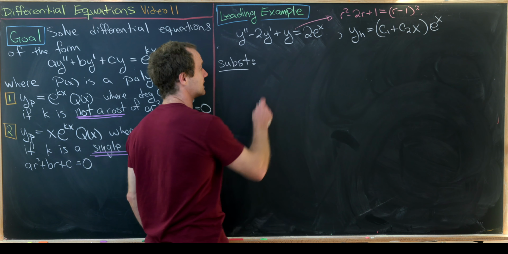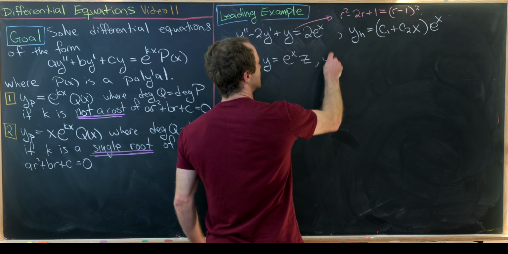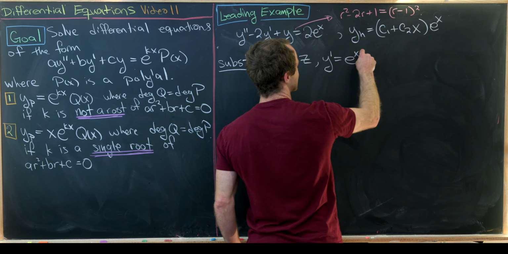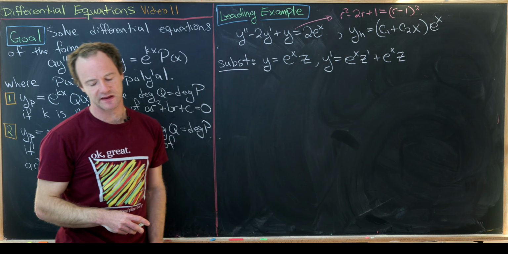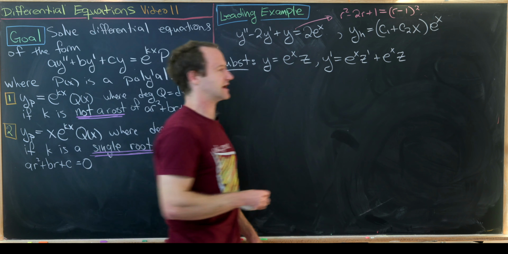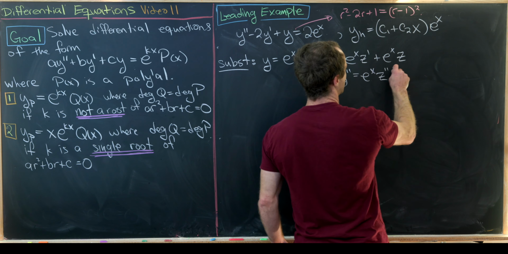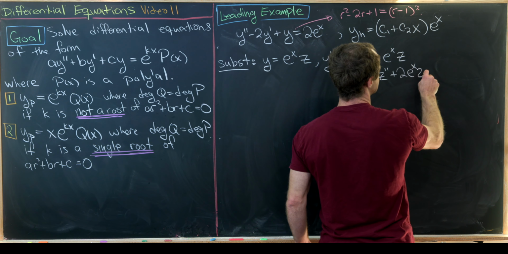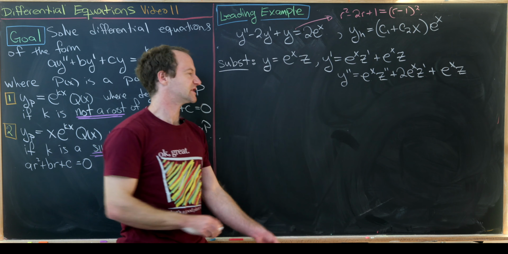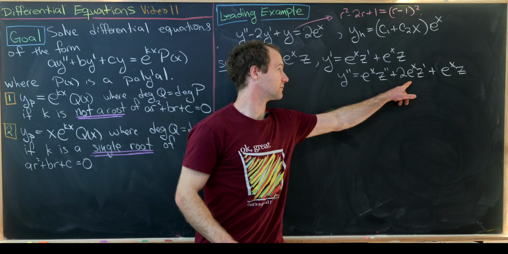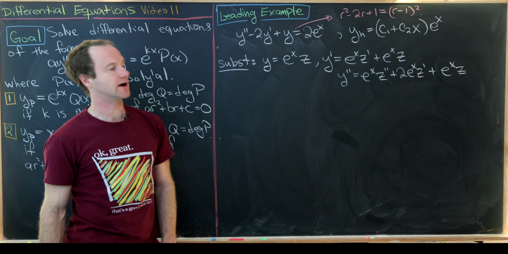Okay, so again, let's substitute y equals e to the x times z. Notice that means y prime is e to the x times z prime plus e to the x times z. Derivative of e to the x is itself, so there's going to be a lot of e to the x's floating around in here. Then y double prime is e to the x times z double prime plus 2 e to the x times z prime plus e to the x times z. You pick up a 2 because you get this term from taking the derivative of e to the x here and the derivative of z there.